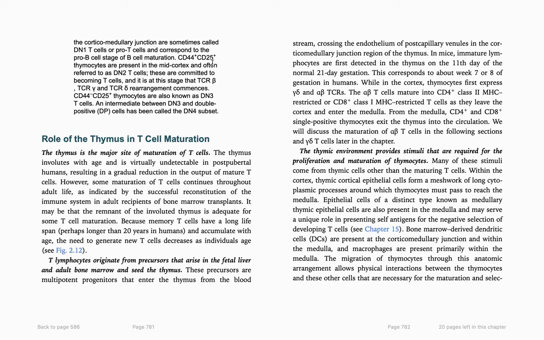CD44 positive, CD25 positive lymphocytes are present in the mid cortex and are often referred to as DN2 T cells. These are committed to becoming T cells, and it is at this stage that T cell receptor beta, T cell receptor gamma, and T cell receptor delta rearrangement commences. CD44 negative, CD25 positive lymphocytes are also known as DN3 T cells. An intermediate between DN3 and double positive cells has been called the DN4 subset.